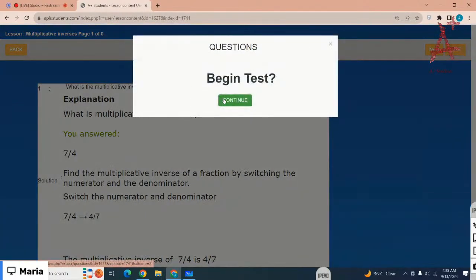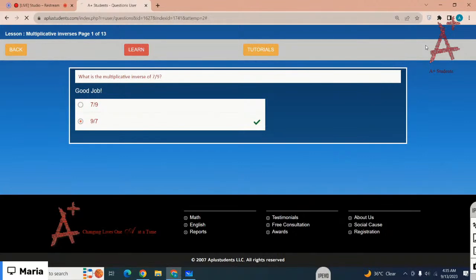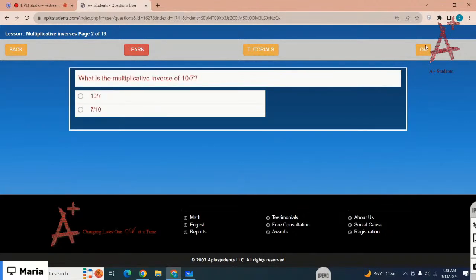Let's just start with the test question. What is the multiplicative inverse of 7 over 9? That would be 9 over 7. You have to switch numerator and denominator, right? That is 9 over 7. What is the multiplicative inverse of 10 over 7? That would be 7 over 10.